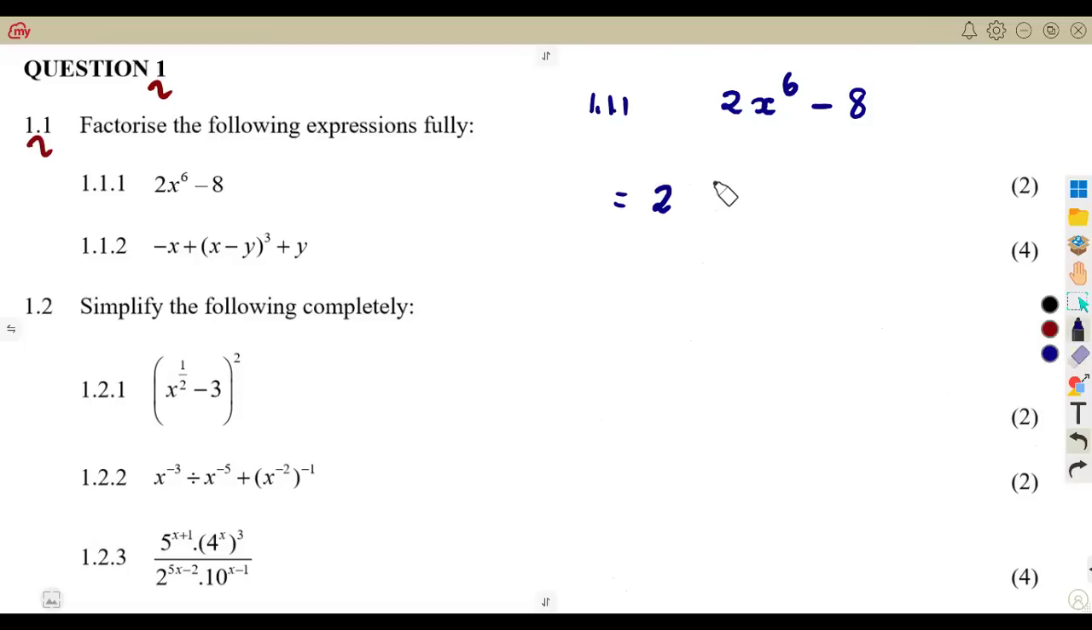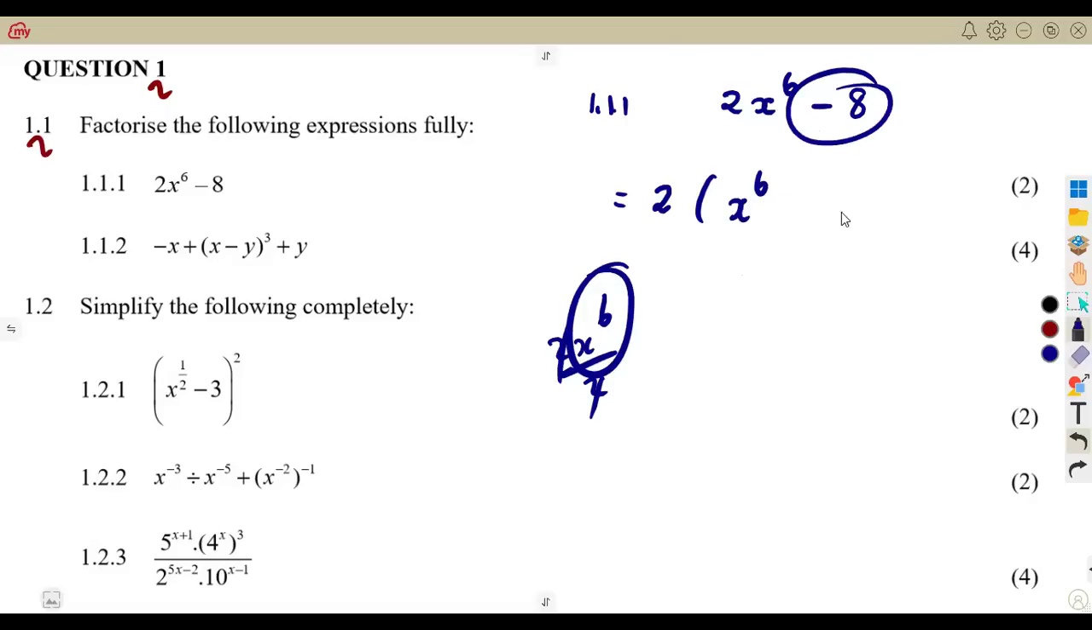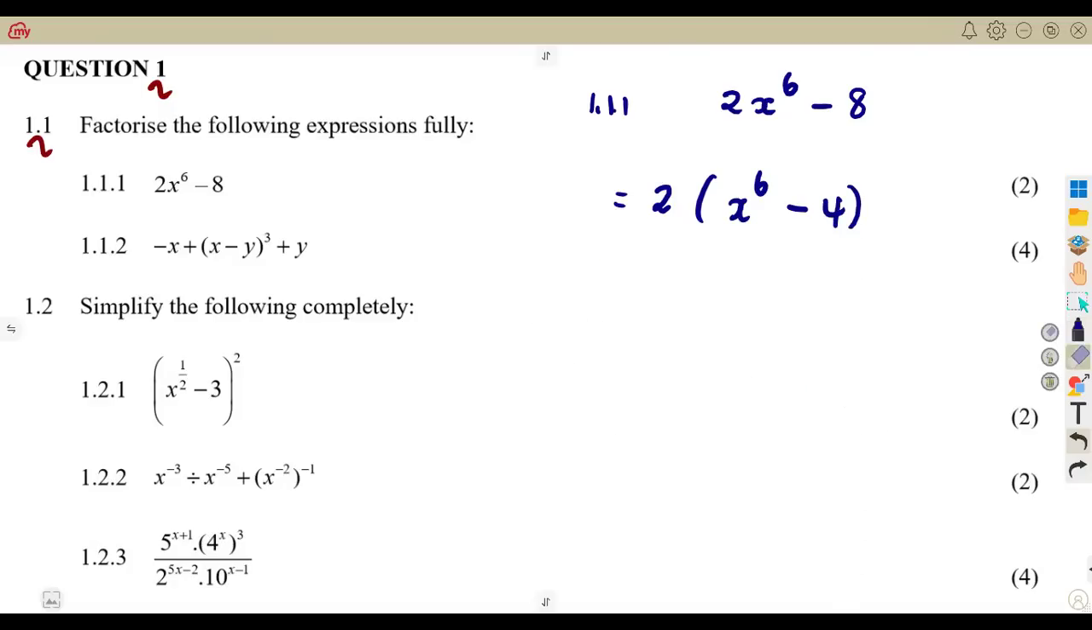So if we factor out the 2, what is going to happen here? What are we going to remain with? We divide this, 2x to the exponent of 6. If we divide it by 2, it's going to give us x to the exponent of 6. The same with this minus 8. If you divide 8 by 2, what are you going to get? That is going to give us a 4. It is very true that we have factorized. We have factored out this number, which is 2.